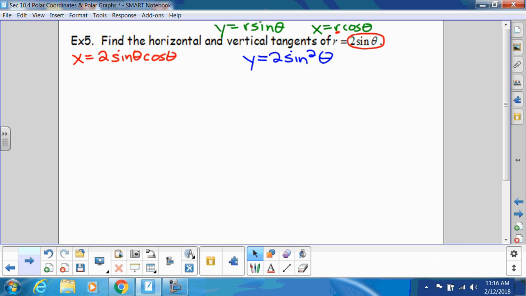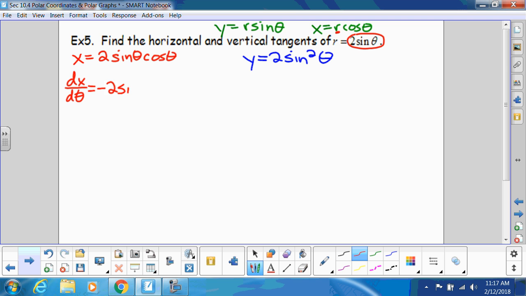Okay, so now, if I do the derivative, let's do the dx d theta. Remember, these are going to give us our vertical tangents if we set them equal to 0. So my dx d theta is going to be negative 2 sine squared theta plus 2 cosine squared theta. So I'm just doing product rule. I'm going to simplify this a little bit.